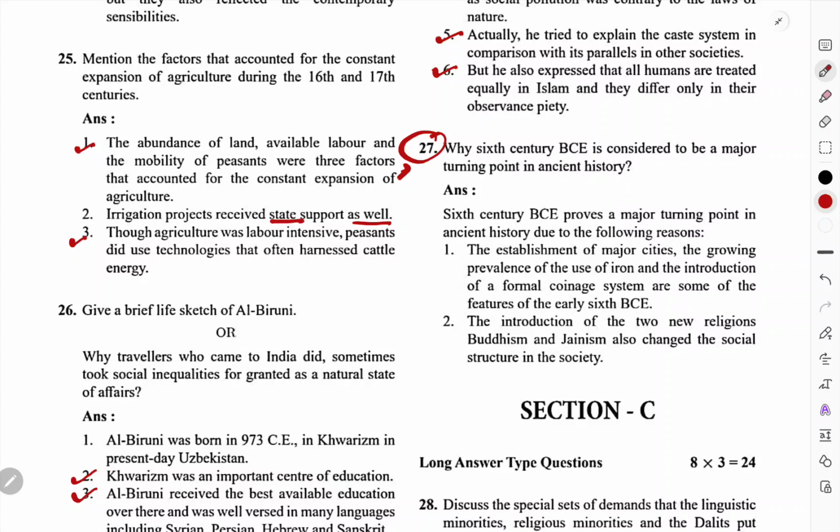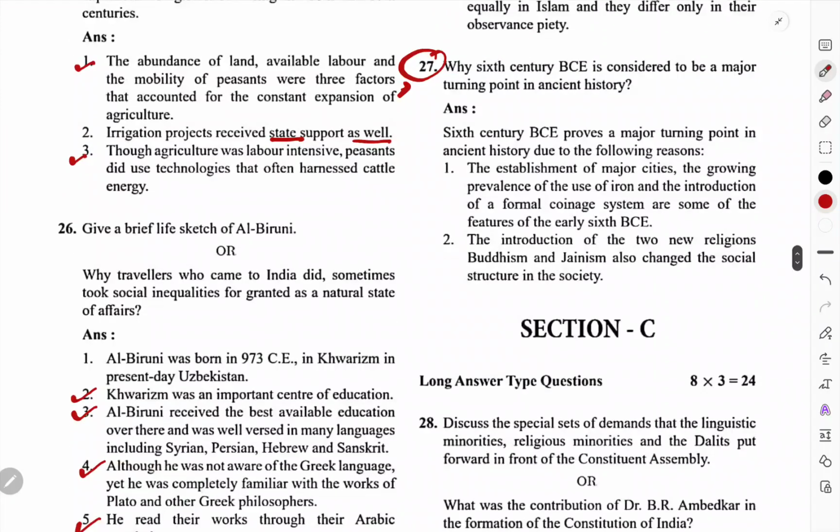Why is the 6th century BC considered to be a major turning point in ancient history? The 6th century BC proves a major turning point in ancient history due to the following reasons: the establishment of major cities, the growing prevalence of the use of iron, and the introduction of a formal coinage were some of the features of early 6th century BCE. The introduction of two new religions, Buddhism and Jainism, also challenged the social structure in the society.